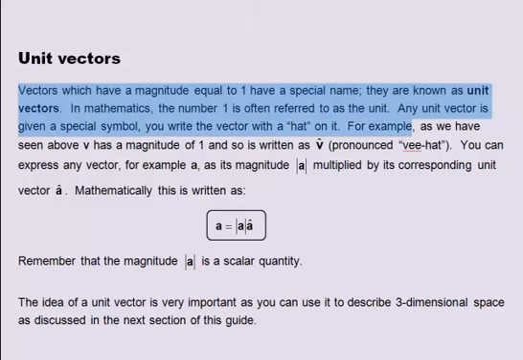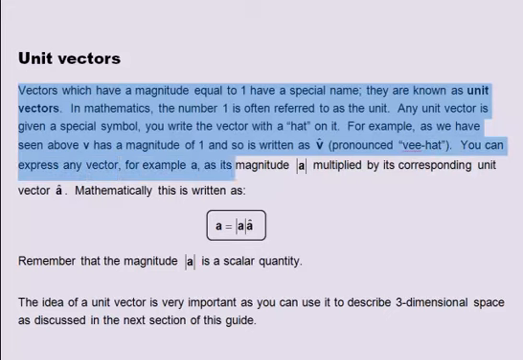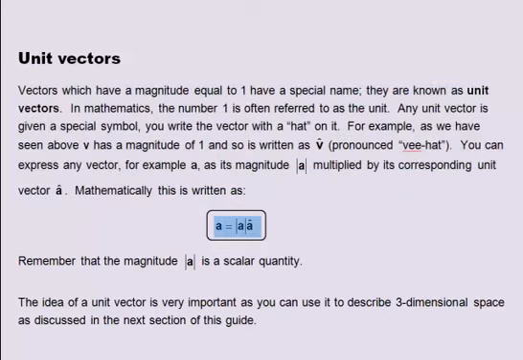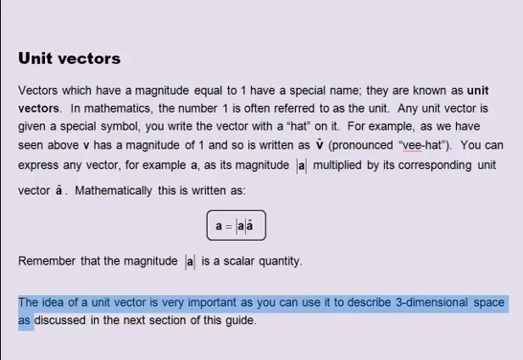For example, as we have seen above, v has a magnitude of 1 and so is written as this, pronounced v hat. You can express any vector, for example a, as its magnitude multiplied by its corresponding unit vector, a hat. Mathematically this is written as a equals the magnitude of a multiplied by a hat. Remember that the magnitude of a is a scalar quantity. The idea of a unit vector is very important as you can use it to describe three-dimensional space as discussed in the next section of this guide.